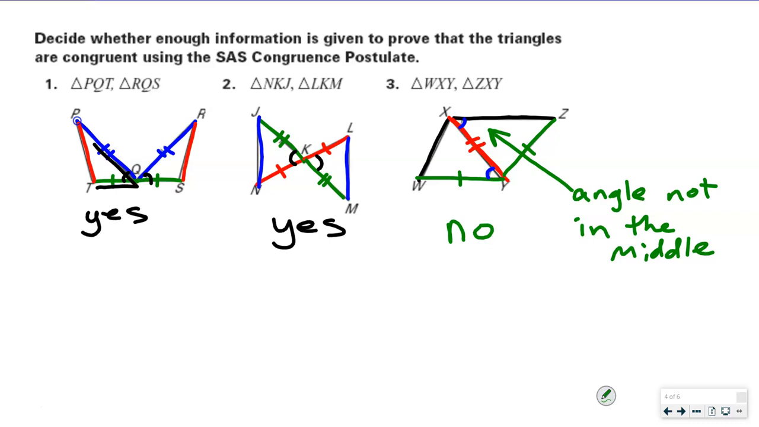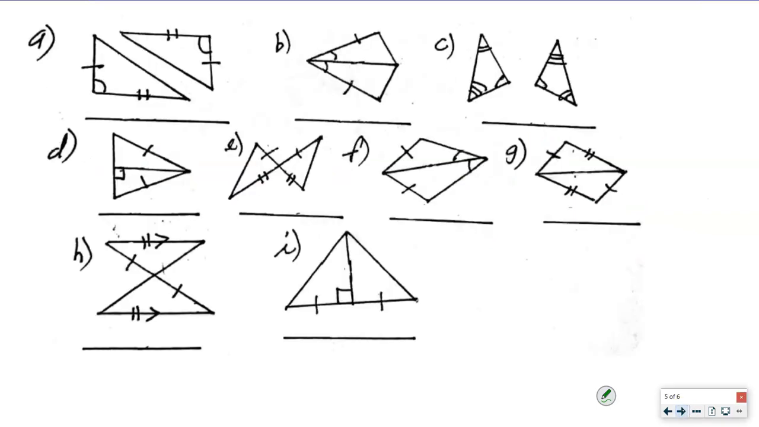So no, angle is not in the middle. That is not provable by side, angle, side. All right, here we've got a bunch of different examples. We need to prove them by any of the methods we've used so far: side, side, side, side, angle, side, or hypotenuse leg. And if none, write none.